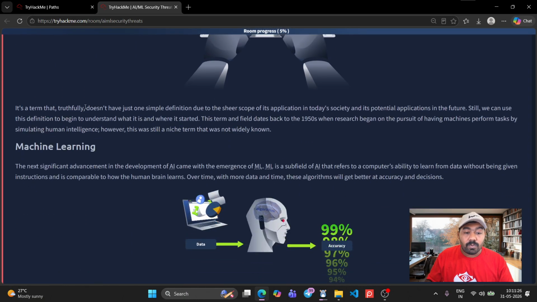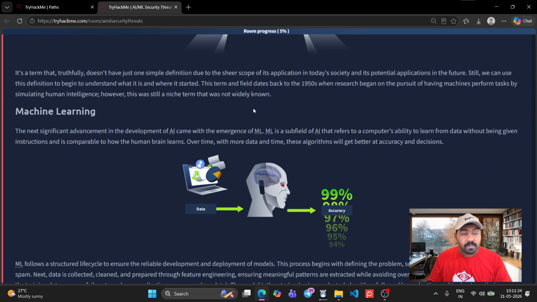It's a term that truthfully doesn't have just one simple definition, due to the sheer scope of its application in today's society and its potential application in the future as well. Still, we can use this definition to begin to understand what it is and where it started. So let's use that one.